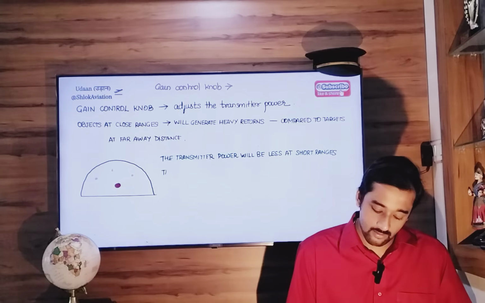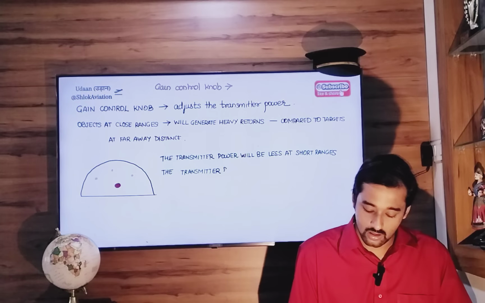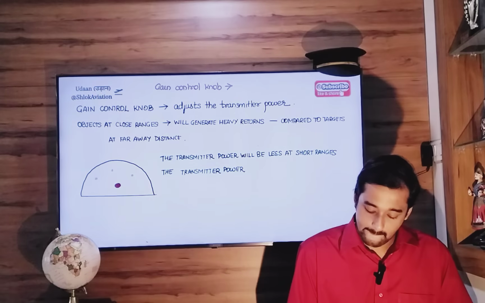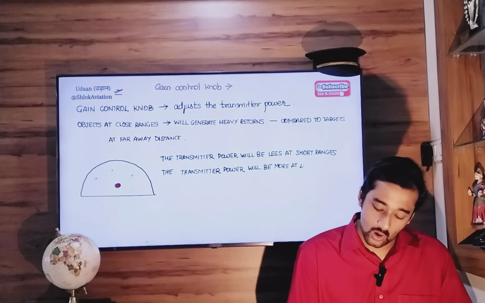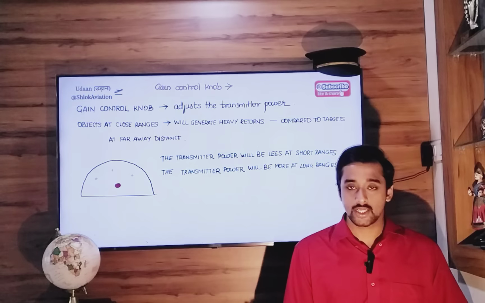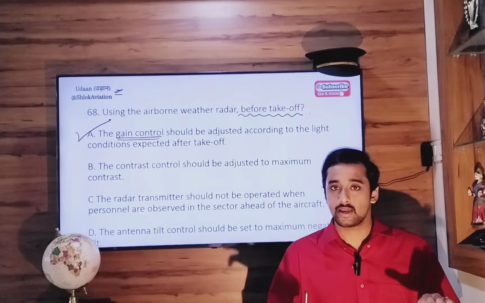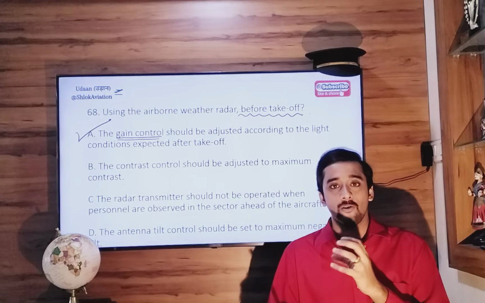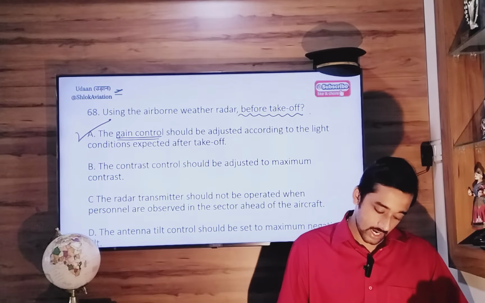The transmitter power will be more at long ranges. Okay, so this is how you get an equal display of returns from close targets as well as far away targets. So option A is the right option.